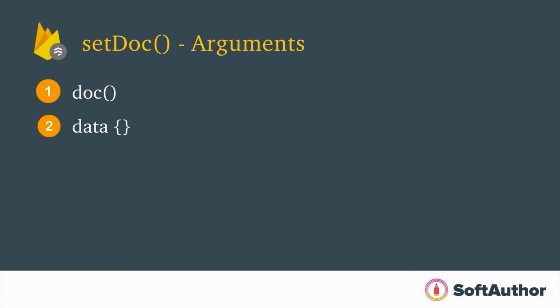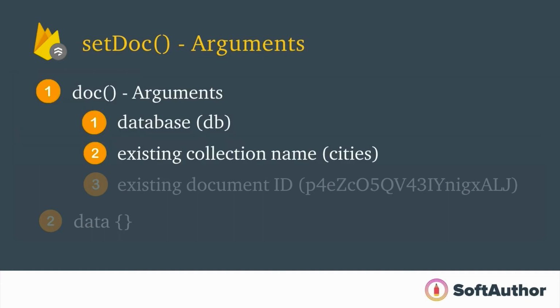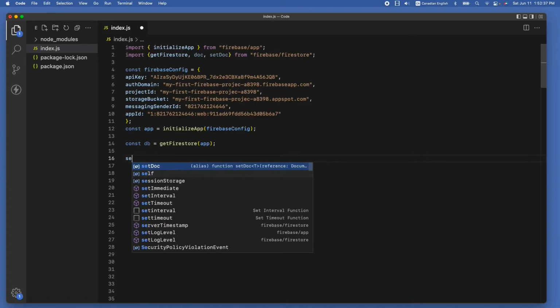Let's take a look at the first argument, doc method. This doc method takes three arguments, which are pretty straightforward. The first one will be the database, the second argument will be the collection name, and the third argument will be the existing document ID that we want to update data to. Let's see that in action.